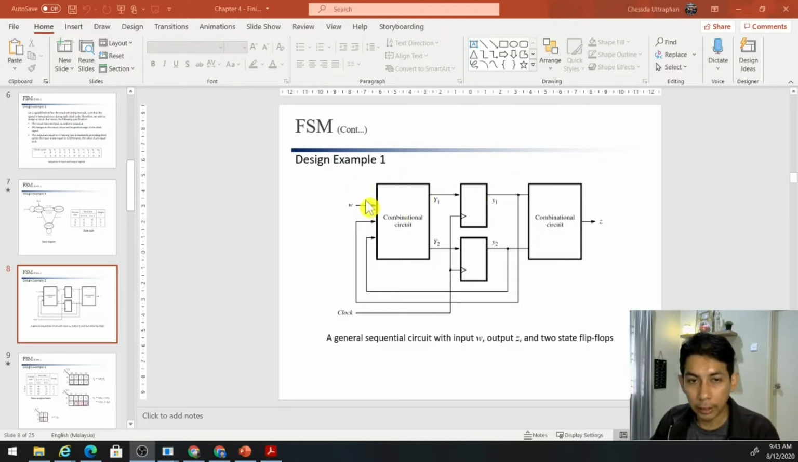So in general, the structure of an FSM is like this, except for how many inputs we have. In this case, we have only one input and only one output as well. For other applications, for example, you may have more than one input and more than one output, but the structure is pretty much the same. The difference is how many outputs and how many inputs you have.